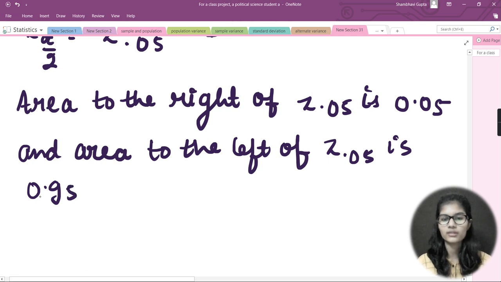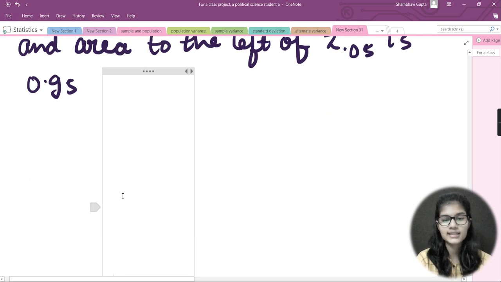Okay, so for finding out the left side, whatever answer we got for the right side, we just subtract that from the 1. So 1 minus 0.05, and that basically results in 0.95. Right? Fine. This is done.